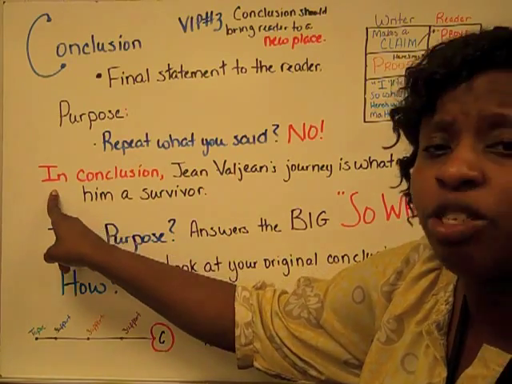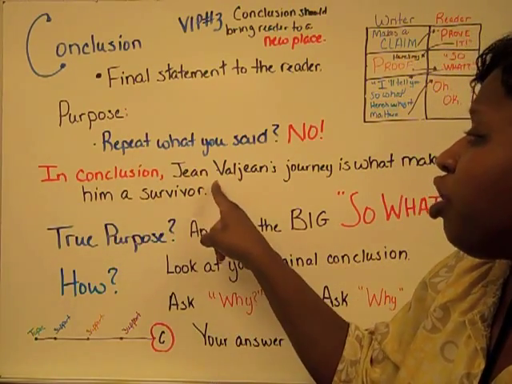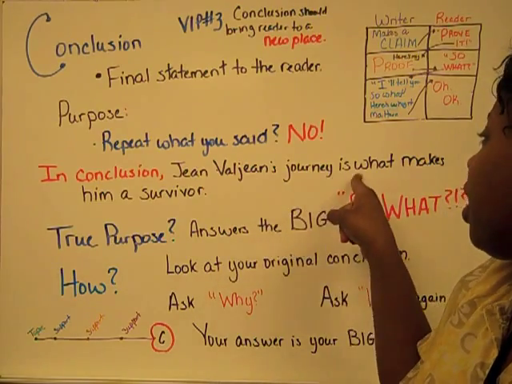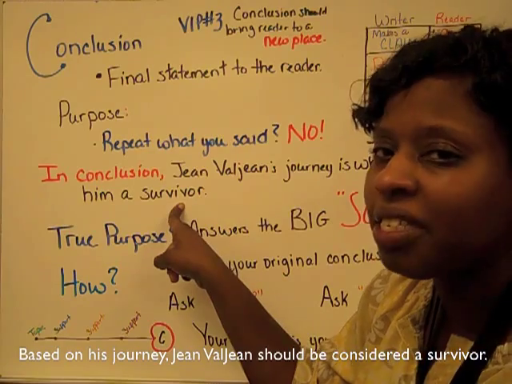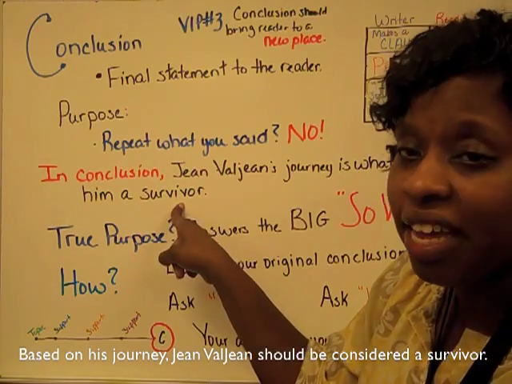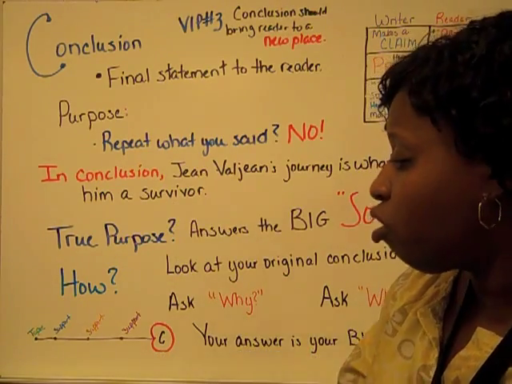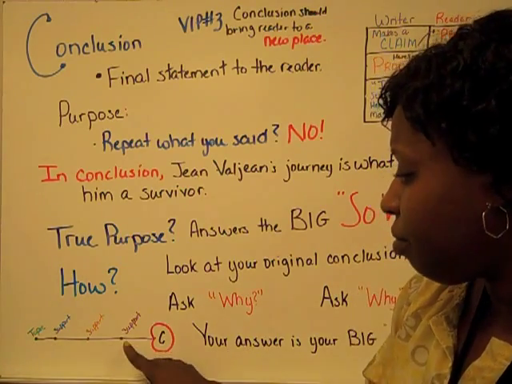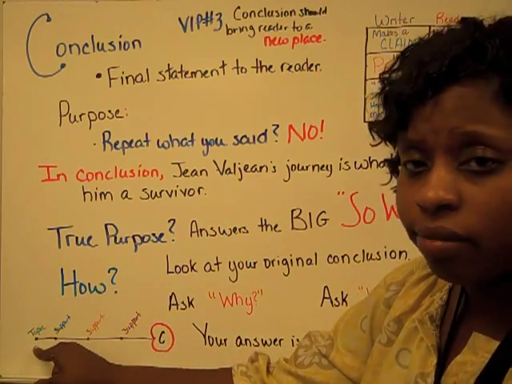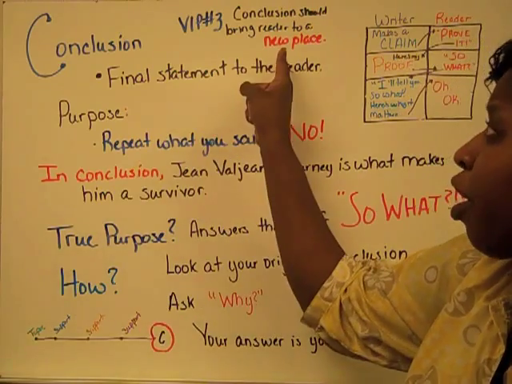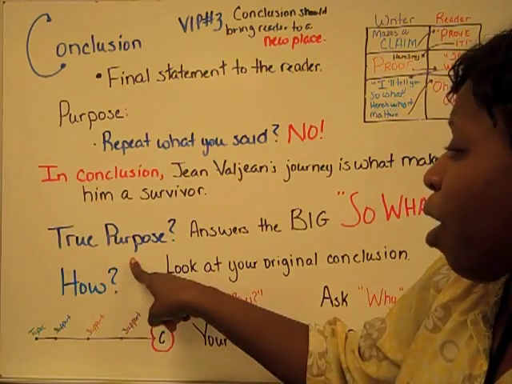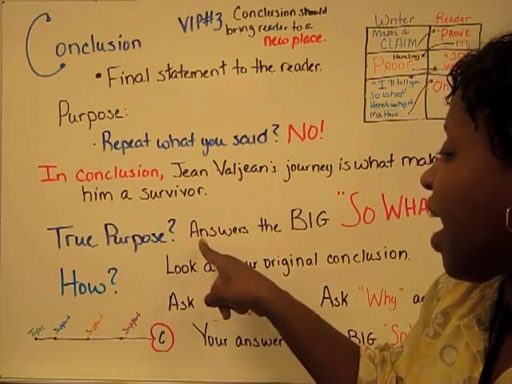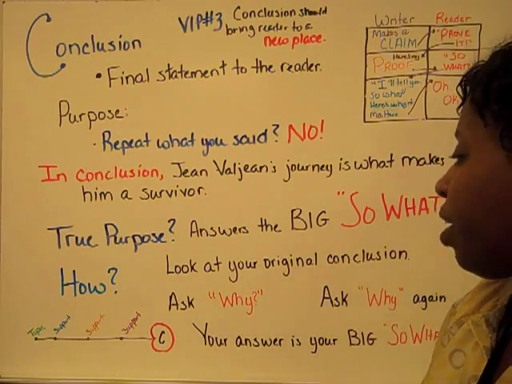So let's look at this sentence right here. In conclusion, John Valjean's journey is what makes him a survivor. That's pretty much restating what I just said in my topic sentence. So my reader has gone from here all the way back. I don't want that. I want my reader to go to a new place. So the true purpose of a conclusion sentence is to answer the big so what.